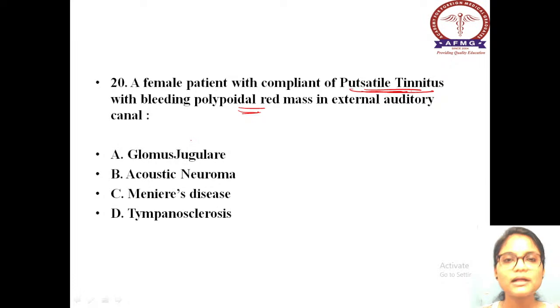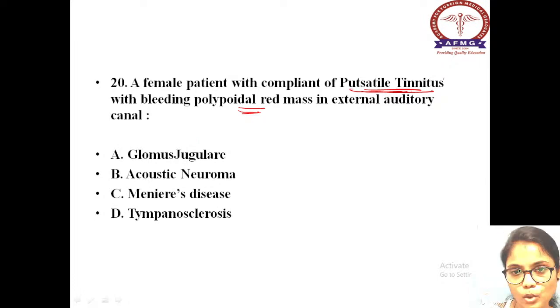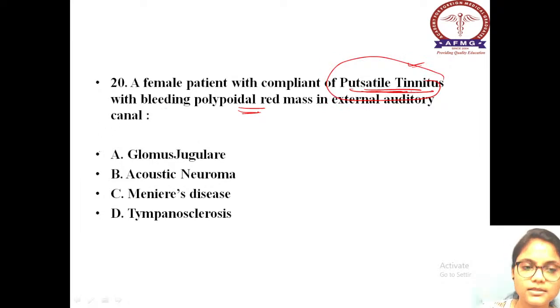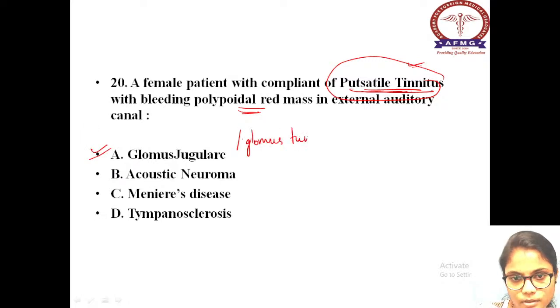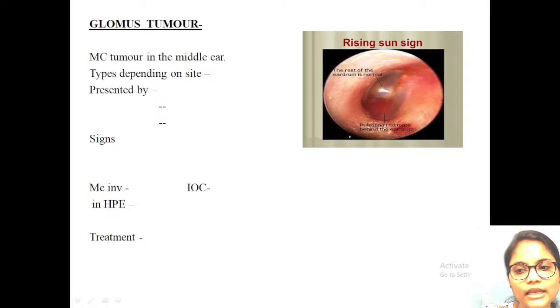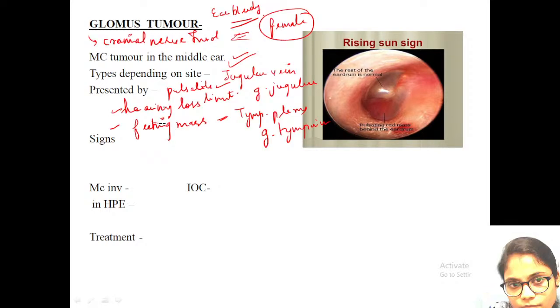Yes, there is pulsatile tinnitus, a simple and single clue. Literally you can find the answer from this, and the answer is glomus jugulare, or glomus tumor. Regarding the detailed view of glomus tumor, what you have to know is that it is the most common tumor in the middle ear. So what are the signs which you have to know?